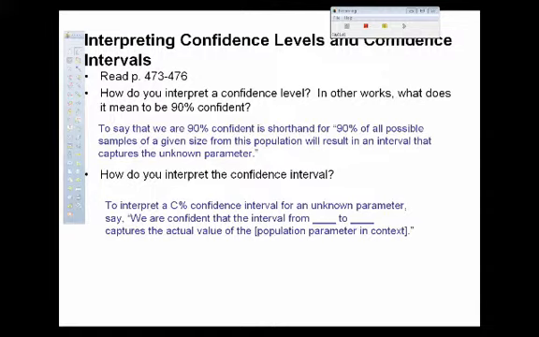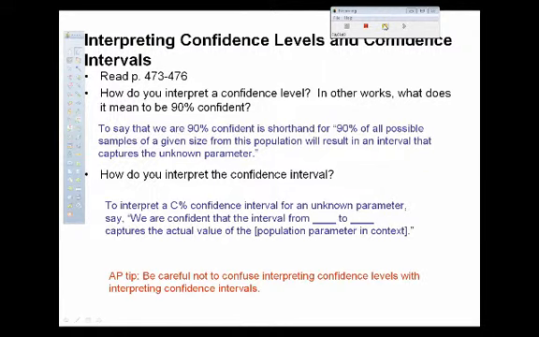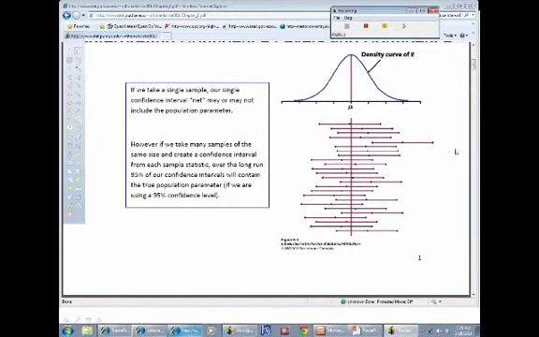Be careful not to confuse interpreting confidence levels with interpreting confidence intervals. They're not the same thing. So let's take a look at what we're talking about. This is the density curve here, and here's our population mean. If we take one single sample, our single sample confidence interval may or may not include the population parameter. Take this one for instance. It's outside of the population parameter, since here is our mean, it is not going to fall within this interval.